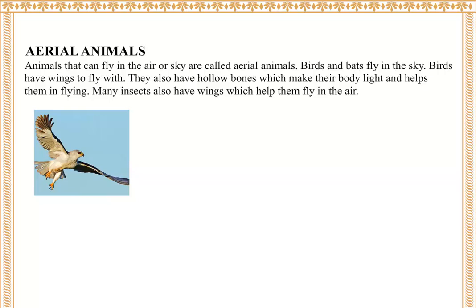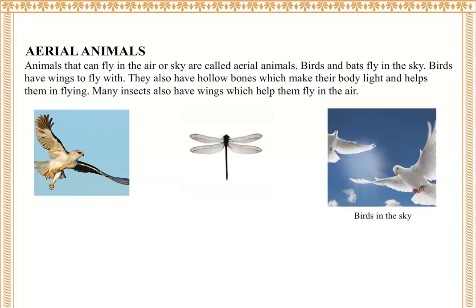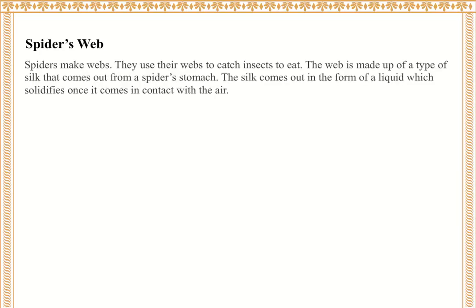Aerial animals. Animals that can fly in the air or sky are called aerial animals. Birds and bats fly in the sky. Birds have wings to fly with. They also have hollow bones which make their body light and helps them in flying. Many insects also have wings which help them fly in the air. Birds in the sky.